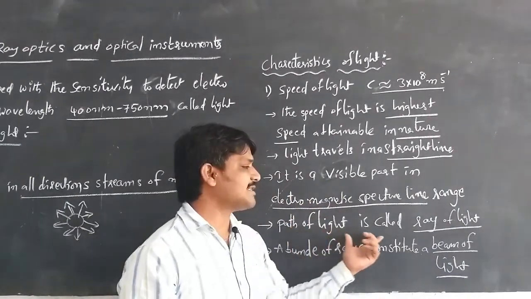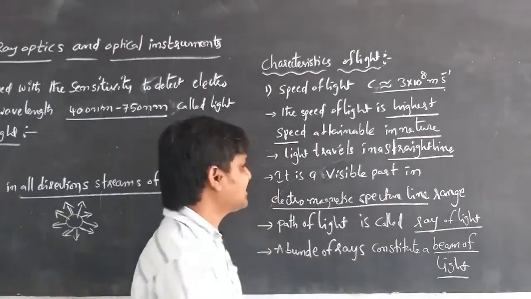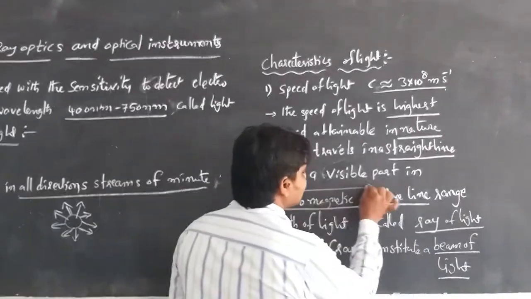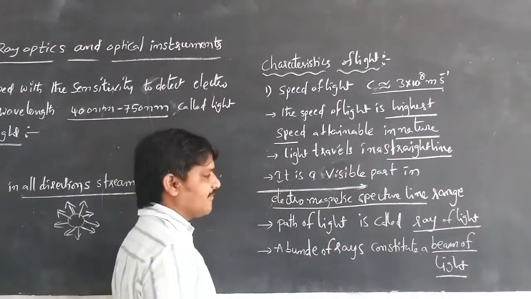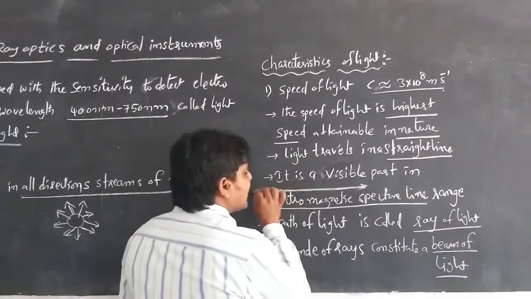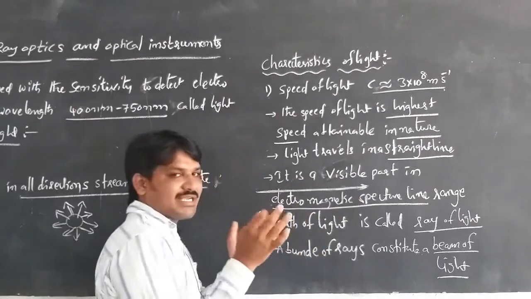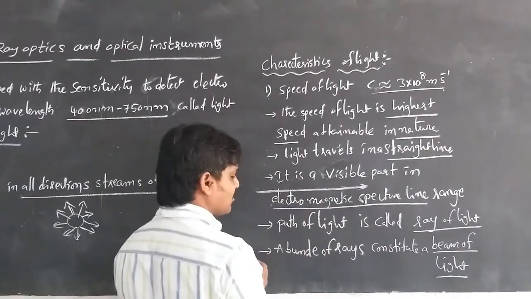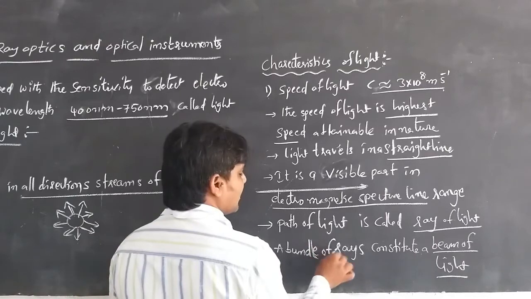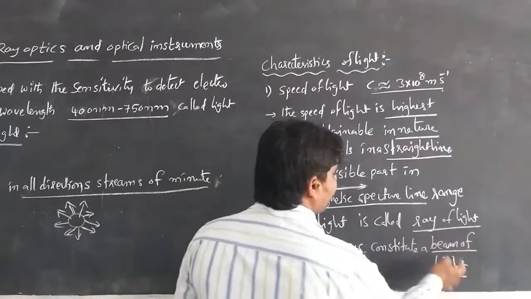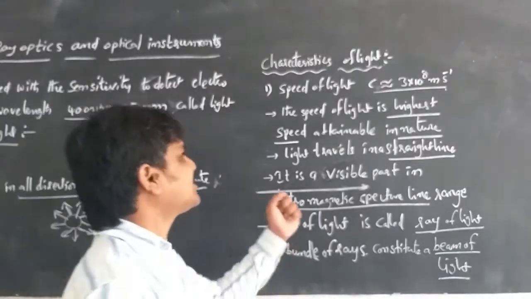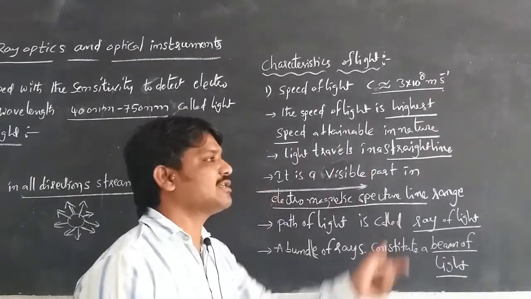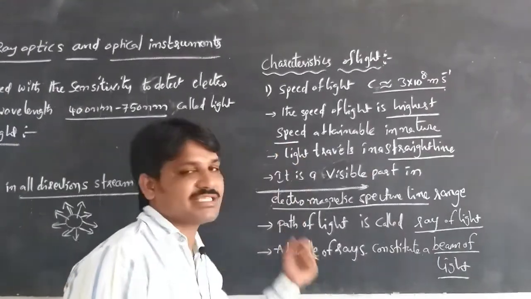The path of a light is called a ray of light, and a bunch or stream of such rays, a bundle of rays, constitutes a beam of light. These are the characteristics of light when it travels through a medium.